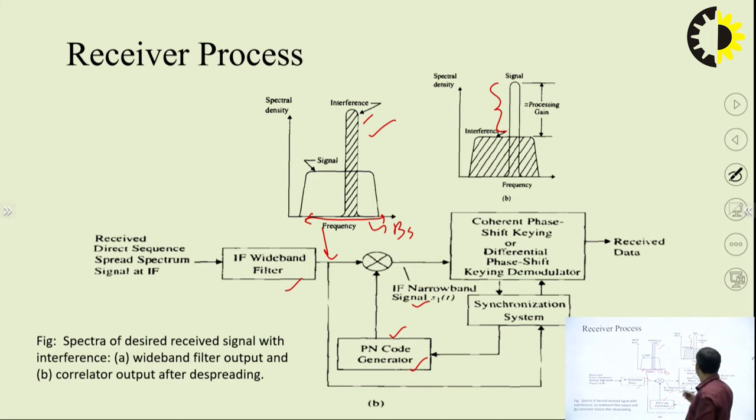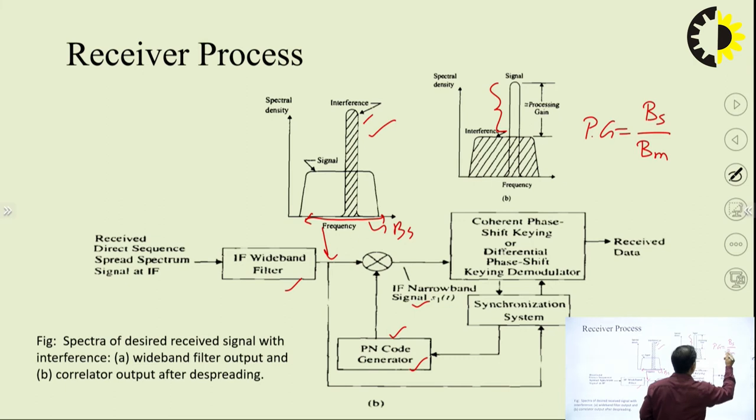So in this way we can say that the processing gain is BS divided by BM, right? So this BS is the spread signal bandwidth, and BM is the message signal bandwidth. So in this way we can improve the processing gain.